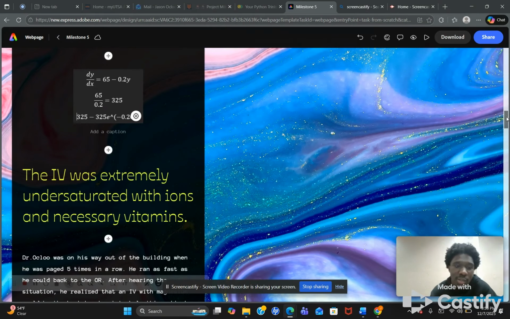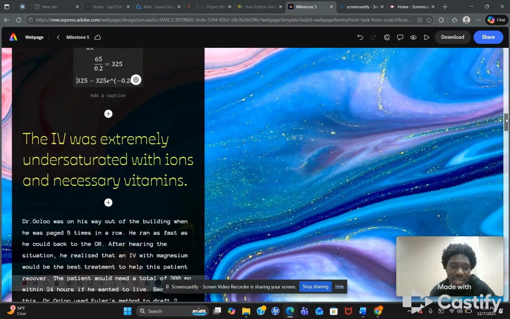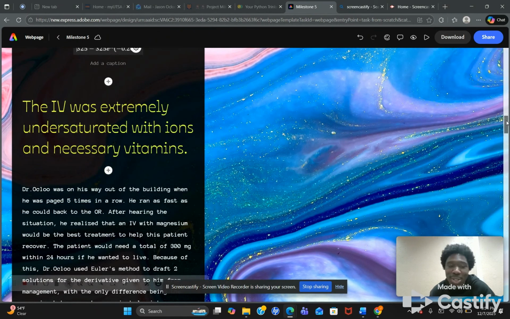The IV was extremely undersaturated with ions and the necessary vitamins. So Dr. O'Clue was on his way out of the building when he was paged 5 times. Not 1, not 2, not 3, not 4, but 5. He ran as fast as he could to the OR. After hearing the situation, he realized that an IV with magnesium would be the best treatment to help this patient recover. The patient would need a total of 300 milligrams within 24 hours if he wanted to live.